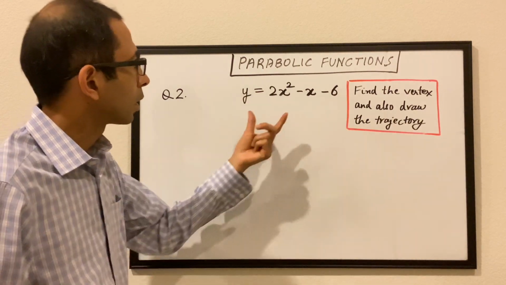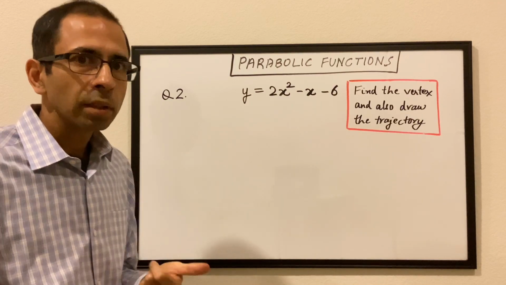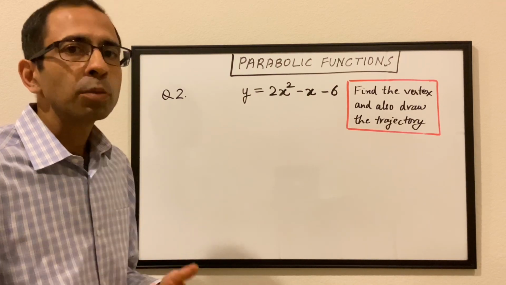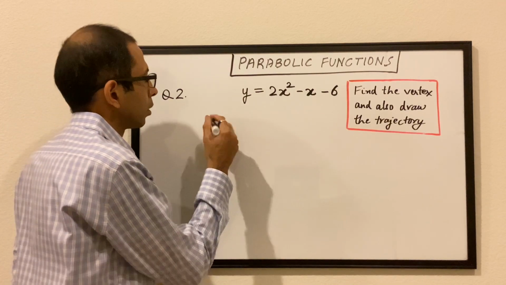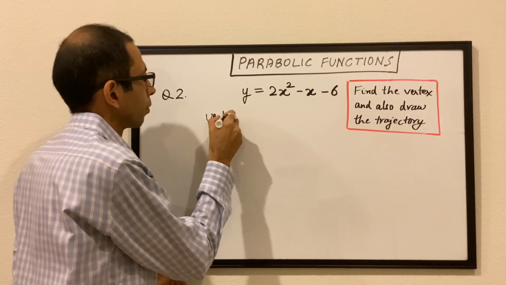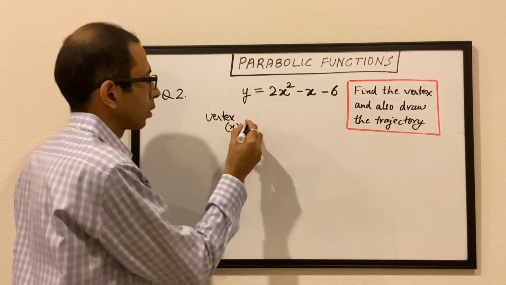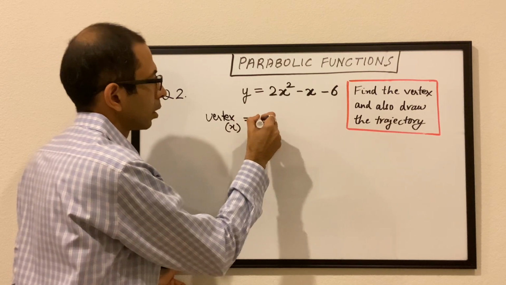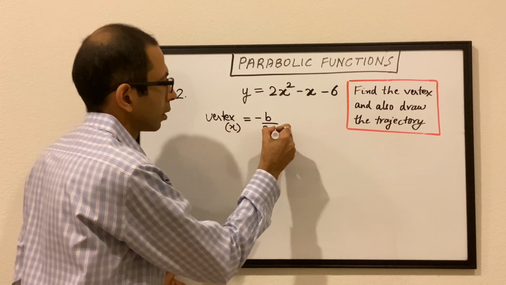Now we know that the x coordinate of the vertex is given by minus b over 2a.